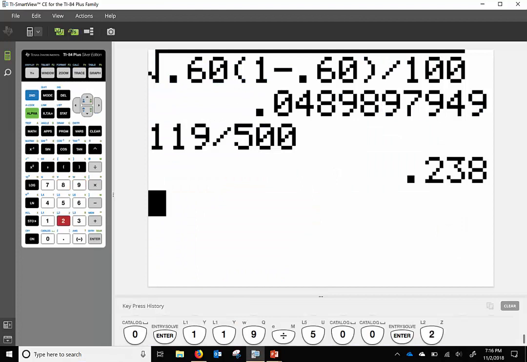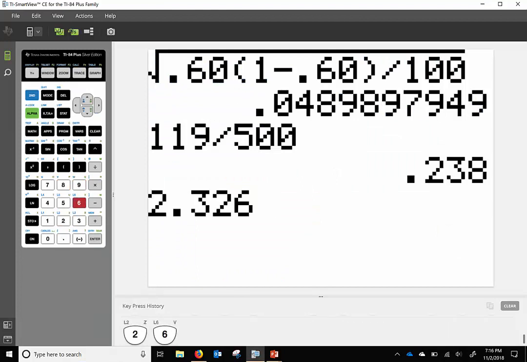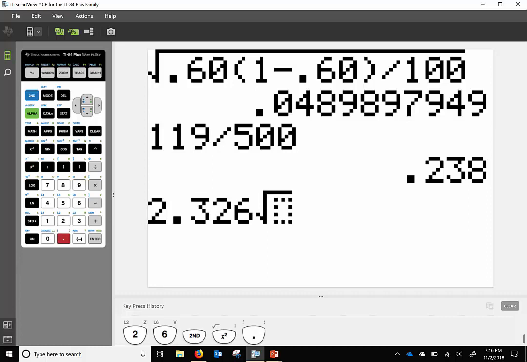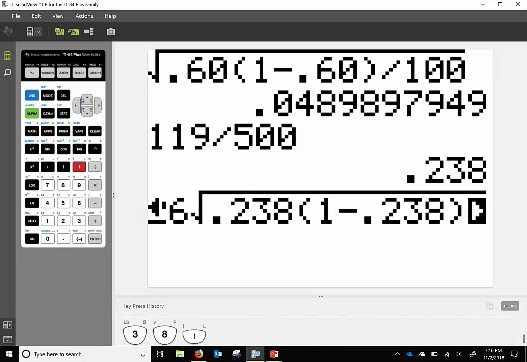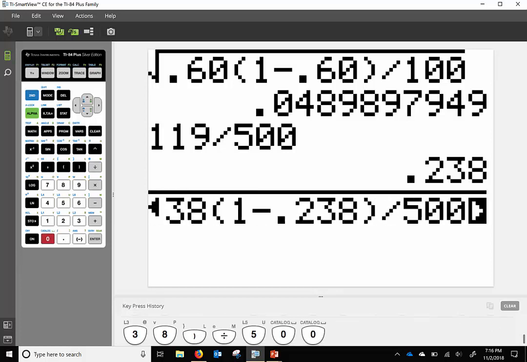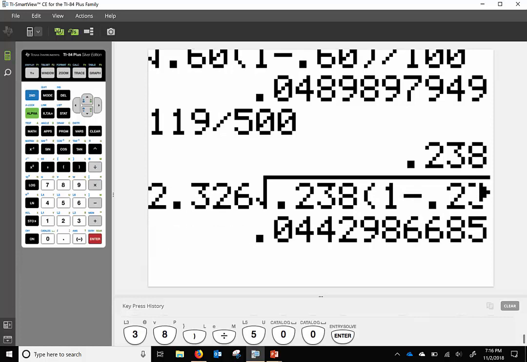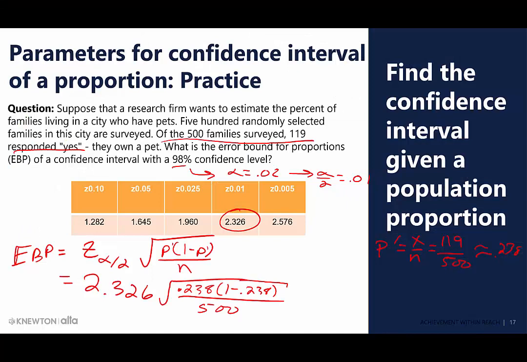Okay, so 2.326 times the square root of 0.238 times parentheses 1 minus 0.238. Close it up and divide that by 500, all within the parentheses, all within the square root. 0.044 is the margin of error there, the error bound of proportion.